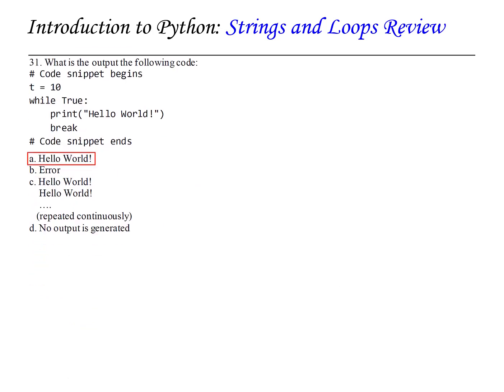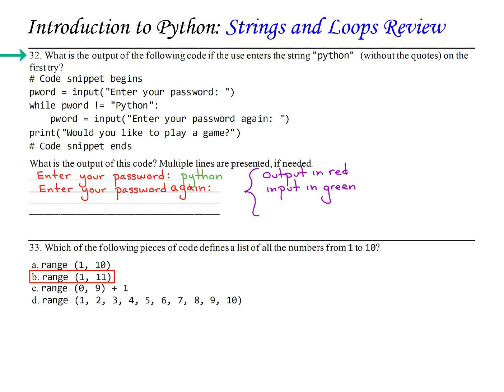Now number 31 is just like 29, except now we have a break statement. So it enters the loop, prints hello world, and breaks. We only get one print line of output. Answer A. What is the output of the following code?